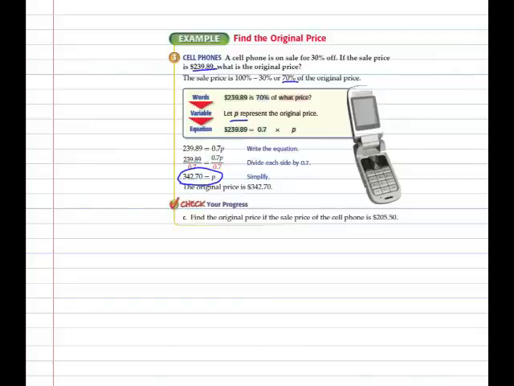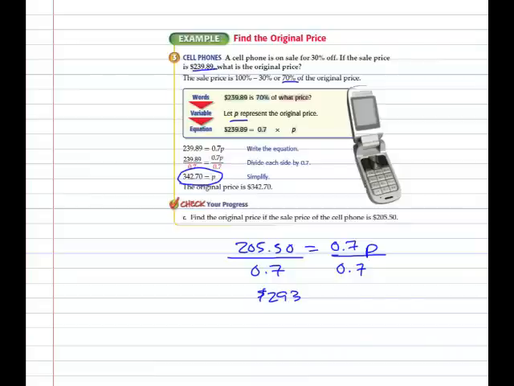Find the original price if the sale price of the cell phone is $205.50. Well, the equation is going to be basically the same. It's going to be $205.50 equals 0.7P. Divide both sides of my equation by 0.7. And what I find is that my original price was $293.57.